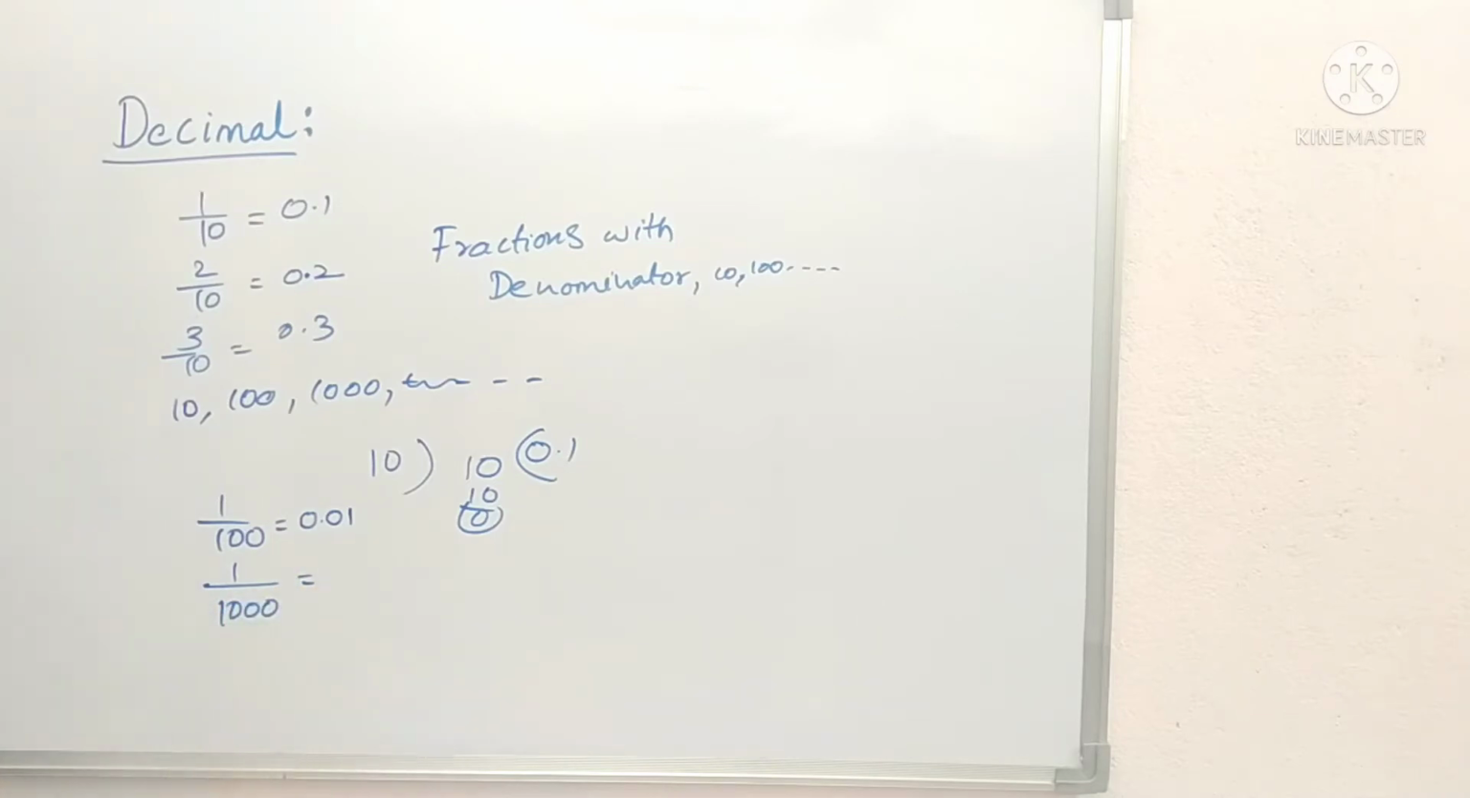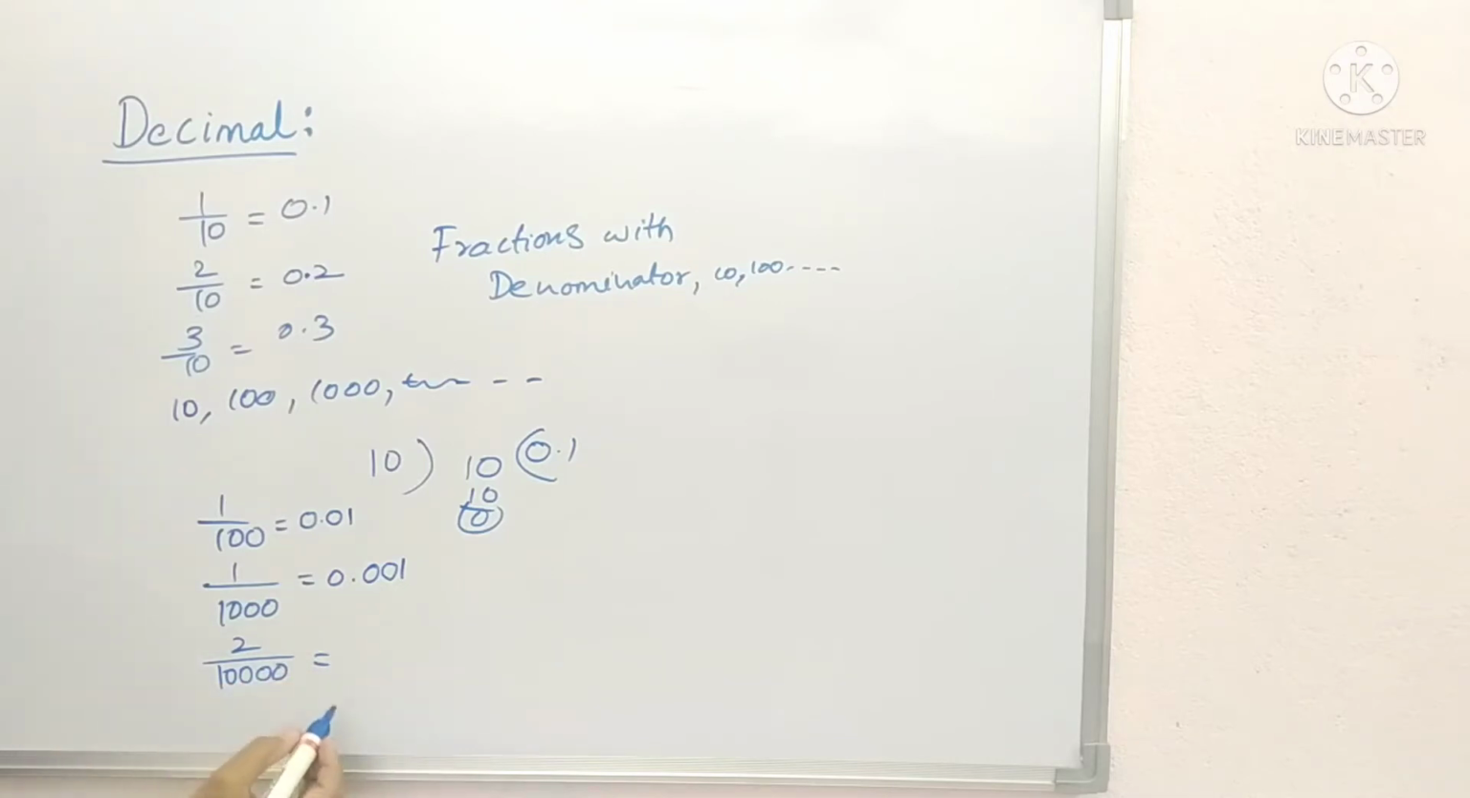What is the value of 1 by 1000? There must be 3 digits after the decimal point since we have 3 zeros. So put the decimal point and write 1. But we have only 1 digit, and we have to write 3 digits after the decimal point. So put zeros. So this is 0.001. What is the value of 2 by 10,000?